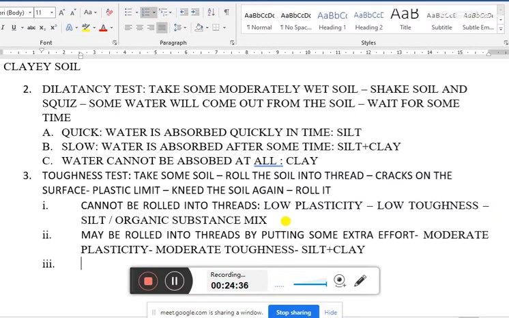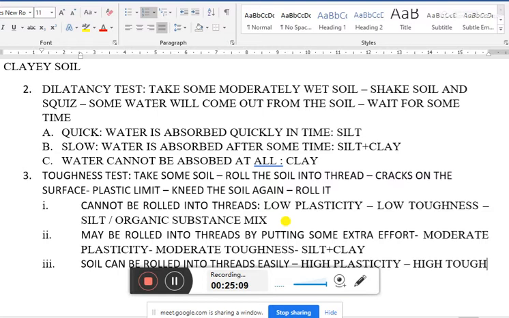And if the soil can be rolled into threads easily, then the soil has high plasticity, that means high toughness, and the soil may be classified as pure clay or purely cohesive soil.